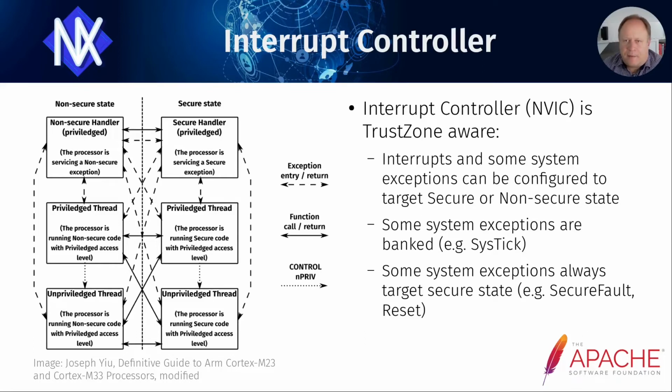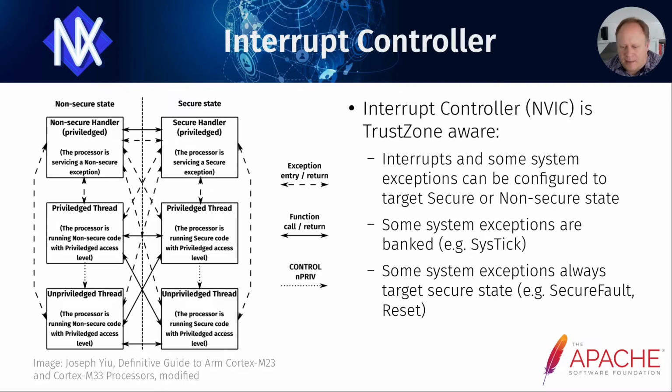Only a single instance of the nested vectored interrupt controller is provided, but it is TrustZone aware. All interrupts can be configured to target the secure or the non-secure state. This means if a certain interrupt is configured to target the secure state, then the secure vector table will be used to determine the exception handler address, and vice versa. System exceptions are either banked. This is the case, for example, for the system tick timer exception, since there are also two instances of the system timer. Or they always target the secure state, such as a secure fault handler or reset exceptions. Or they are configurable just as interrupts.